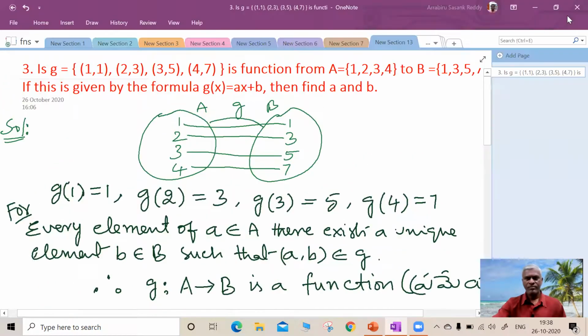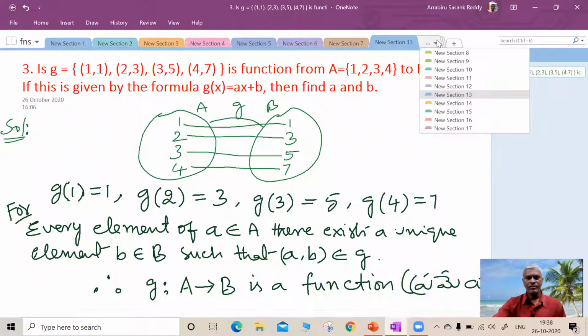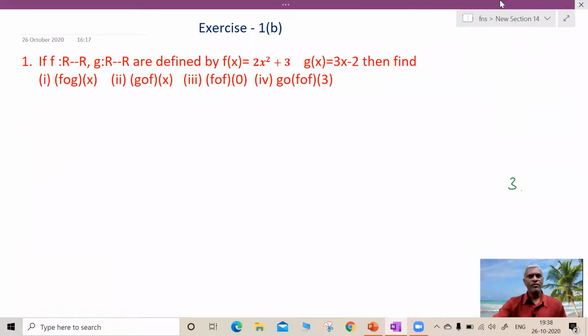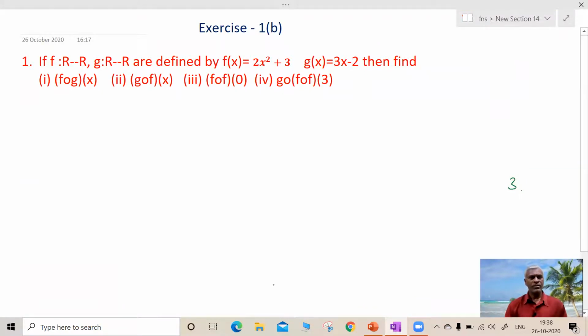Now let us take up another problem. Here f and g are functions from R to R, and f of x is defined as 2x square plus 3.